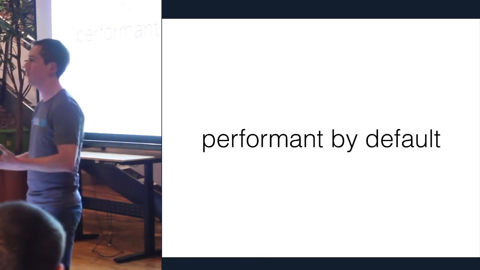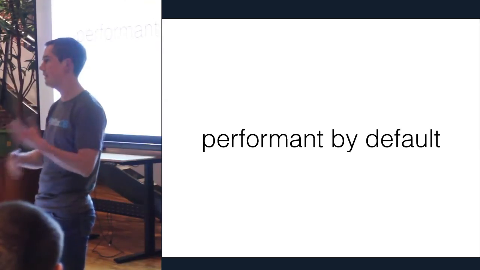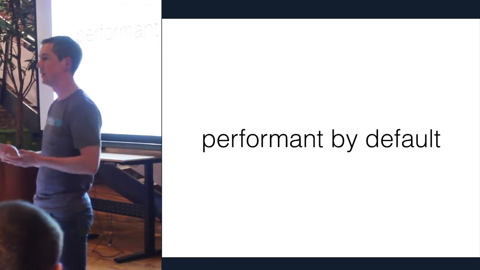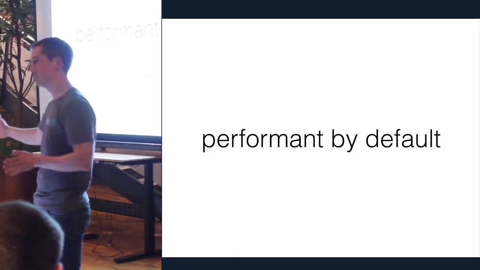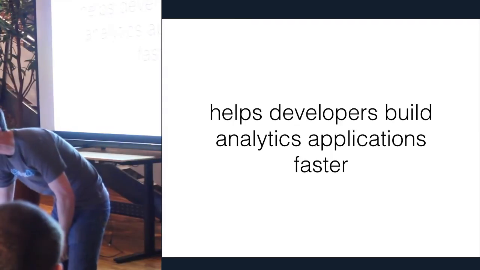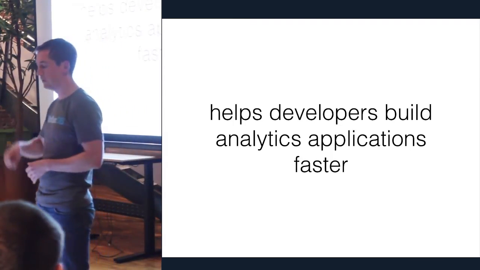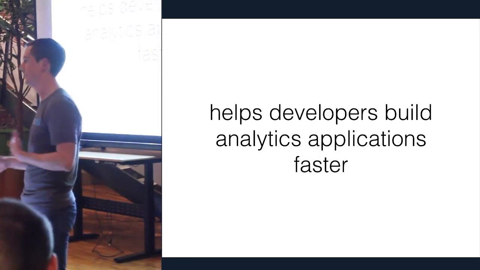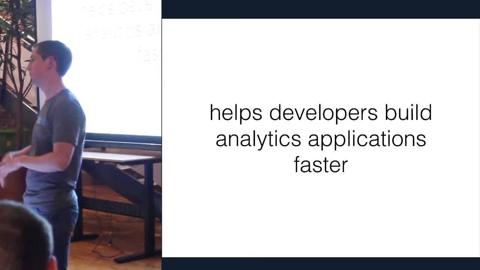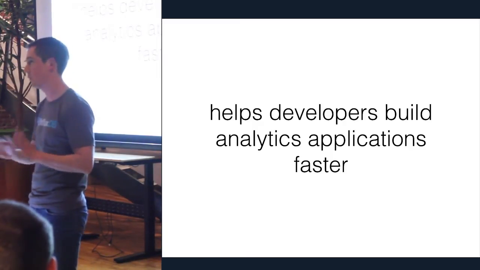And it should be performant by default. When they use the API in the default way, it should just give them good performance out of the box. They shouldn't have to jump through hoops to get the performance they want out of this piece of software. Ultimately, it's something that helps developers build analytics applications faster. That's the thing we're focused on, right? Analytics for DevOps, analytics for sensors, analytics for business intelligence or user analytics, whatever it is.